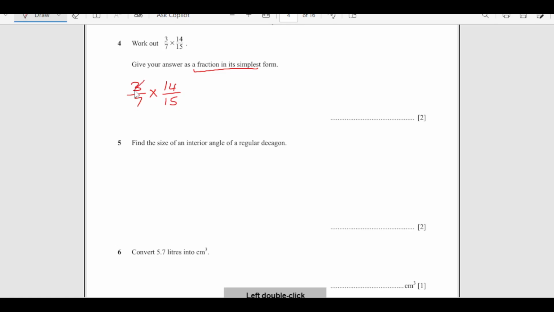Now you see 3 times 1 is 3 and 3 times 5 is 15. So here 7 and 2. So we are left with 2 over 5. So the answer is going to be 2 over 5 in its simplest form.